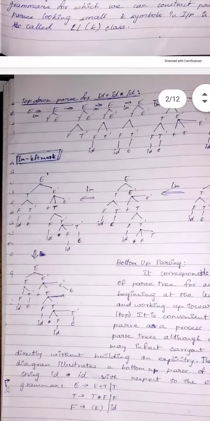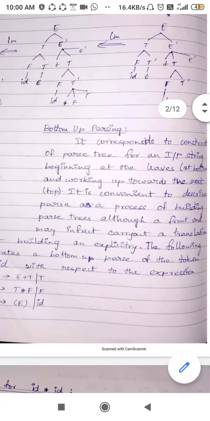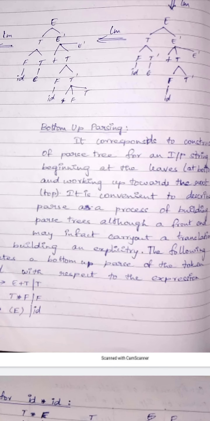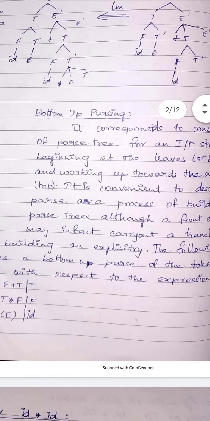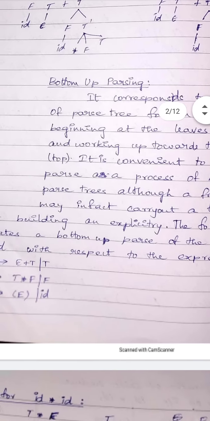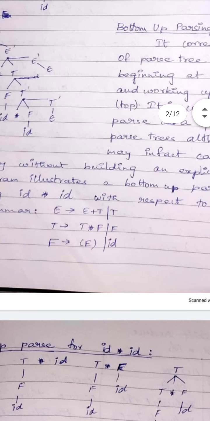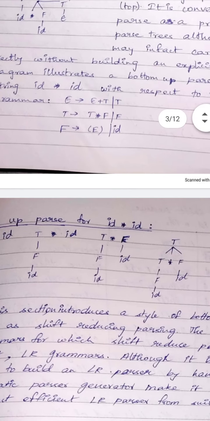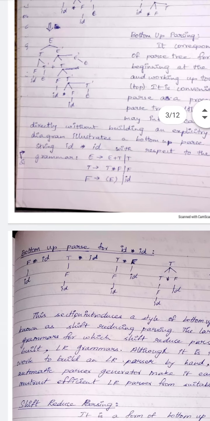Okay, and then coming to the next topic, bottom up parsing, which corresponds to constructing a parse tree for an input string. We are going to start at the leaves and move towards the root, exactly opposite to top down parsing. Here also we have a simple example. We have a production that we are going to use, and this is the input string that we have, id * id. For this input string we are going to construct the parse tree.